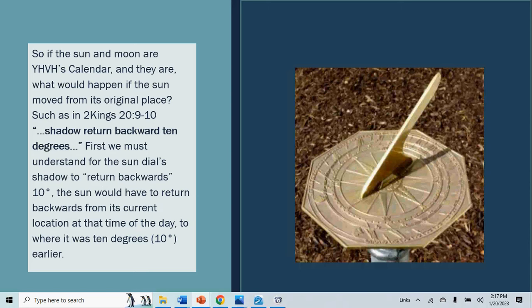So if the sun and the moon are Yahweh's calendar, and they are, what would happen if the sun moved from its original place, such as in 2 Kings 20:10? The shadow returned backwards 10 degrees. First, we must understand that for the sundial's shadow to return backwards 10 degrees, the sun would have to return backwards from its current location at that time of the day to where it was 10 degrees earlier.